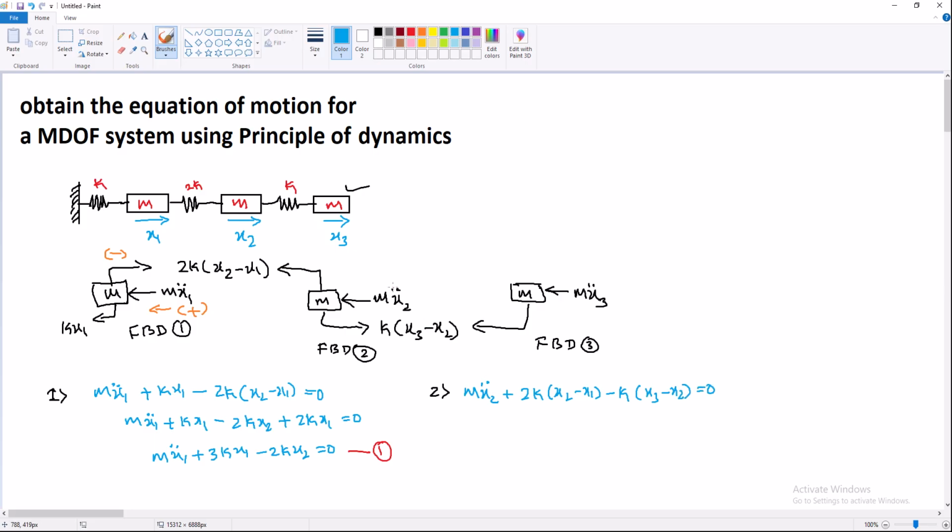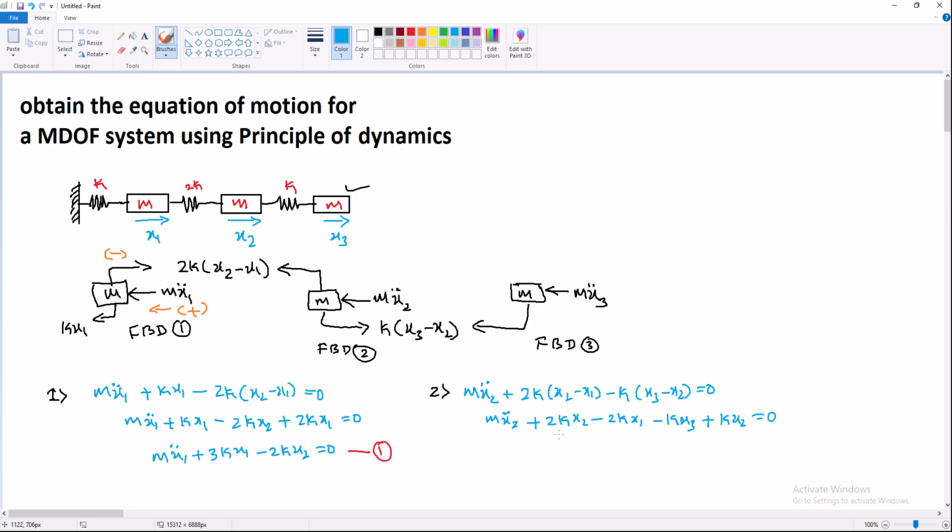So this is the first one, positive sign, and this is another one, and opposite to that this force is resisting or acting on the mass. So again I write this in a simplified manner. This will be as it is m x2 double dot plus 2k x2 minus 2k x1. I am just multiplying this 2k to the x2 and x1, minus k x3, minus into minus plus k x2, which is equal to 0.